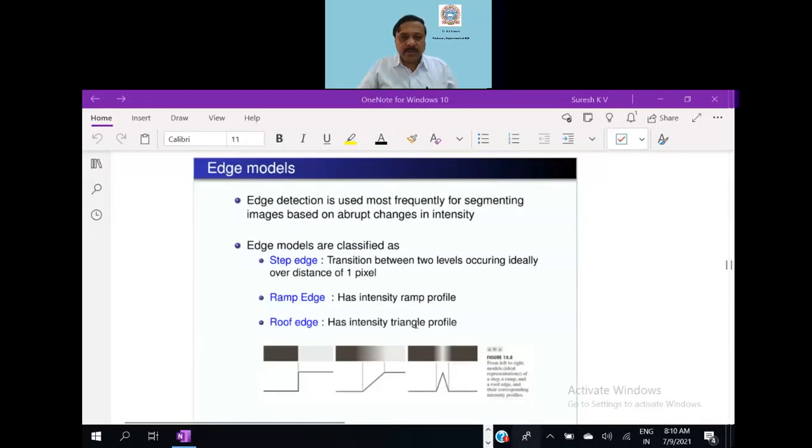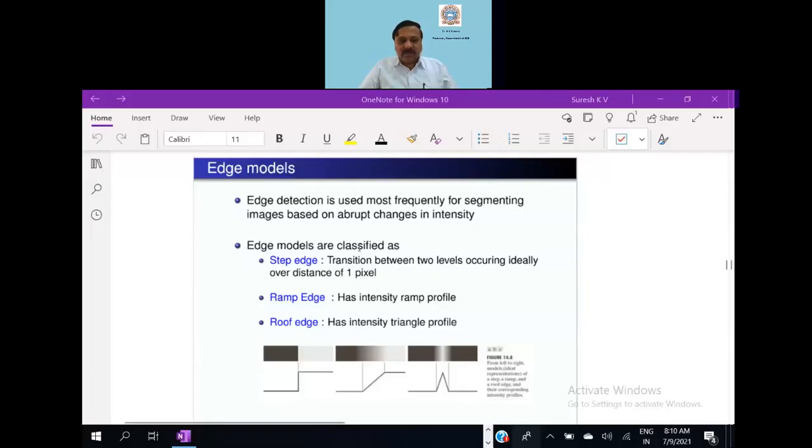Yes. Okay. So the next thing that we need to study is the detection of edges. Before we actually understand how I can detect an edge, we should understand what are the different edge models that we normally encounter in any image.